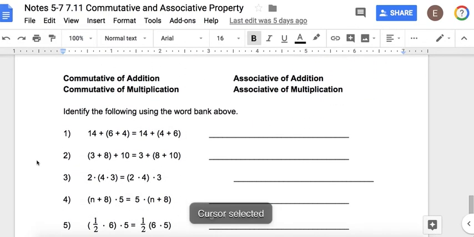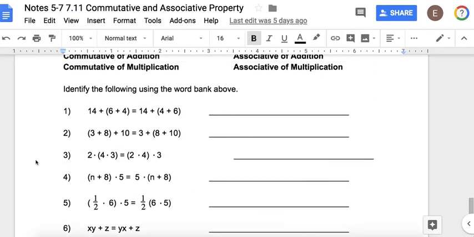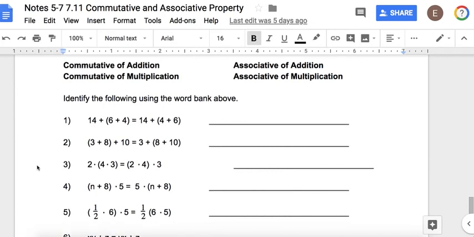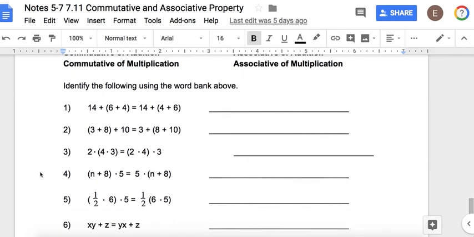Okay, so if you feel comfortable and you think you can do these on your own, go ahead and pause the video and then turn it back on to check your progress.